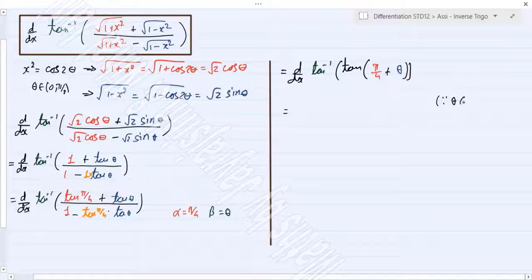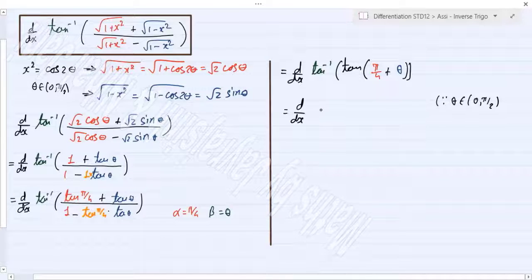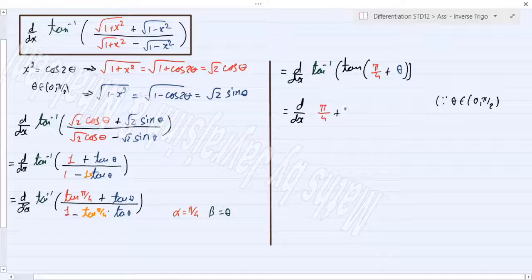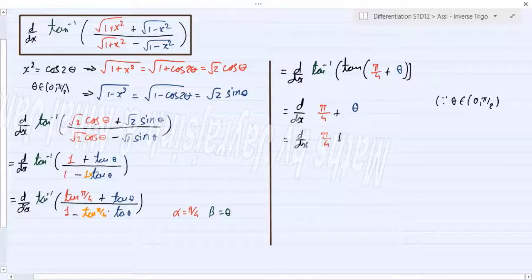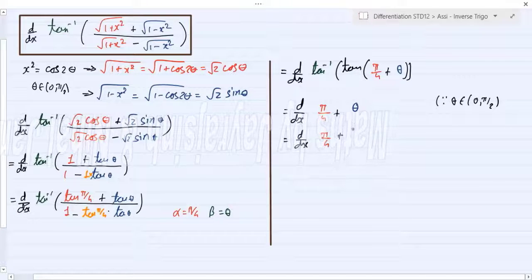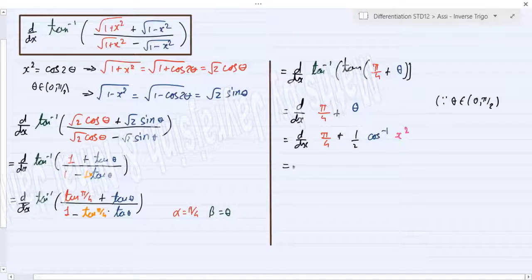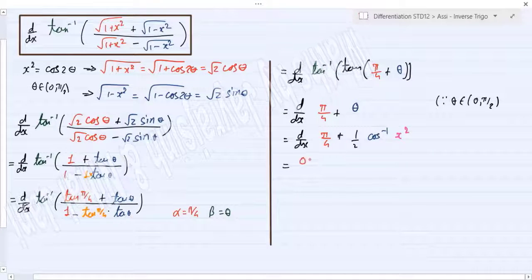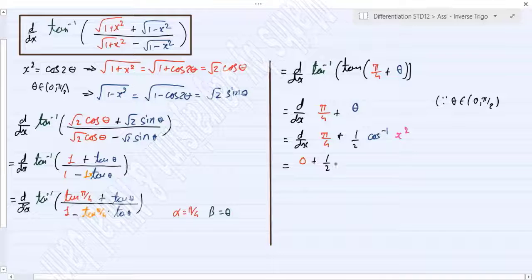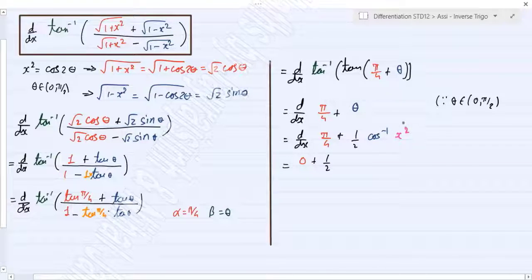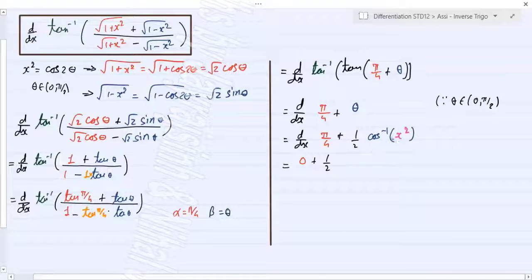Your theta belongs to 0 to pi by 2. So we just have to differentiate pi by 4 plus theta, or we can say we have to differentiate pi by 4 plus, instead of theta we have to put half cos inverse of x square. So differentiation of pi by 4 will be 0 because it's a purely constant term. Now to differentiate the second term, we don't have to worry about this half. We just have to differentiate cos inverse x square, and for that we consider a box around the x square because it's an inner function.